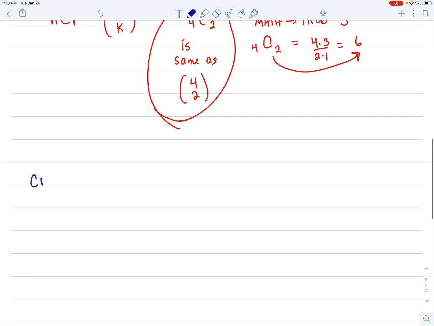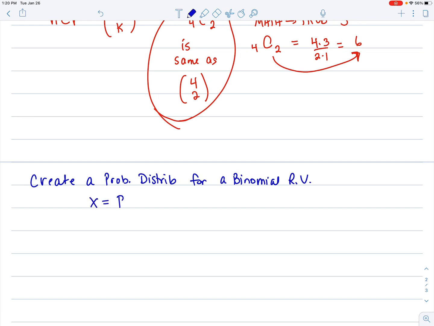So now we're going to create a probability distribution for a binomial random variable. Still using RV to mean random variable. So X equals B for binomial, and then if I give you a 4 and a 0.3, the 4 is the number of trials, that's the n, and the 0.3 is the probability of success, that's p.